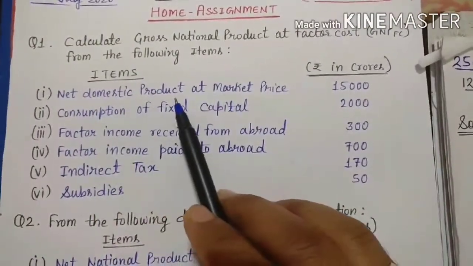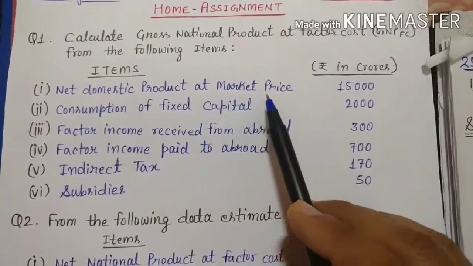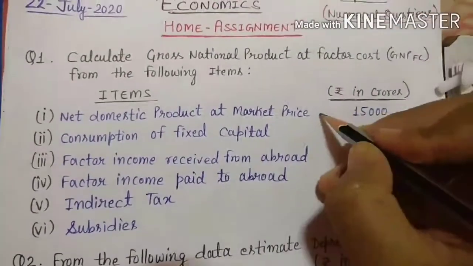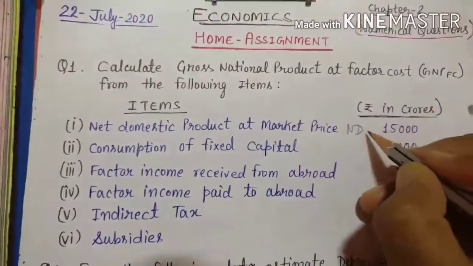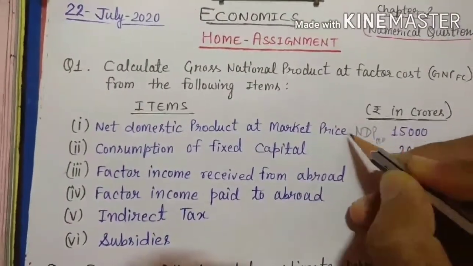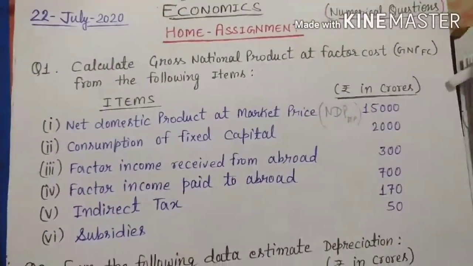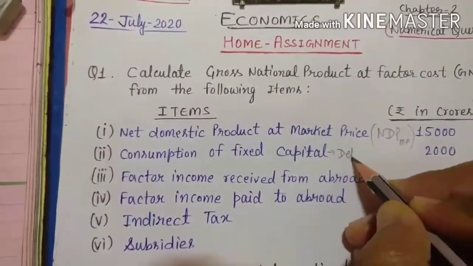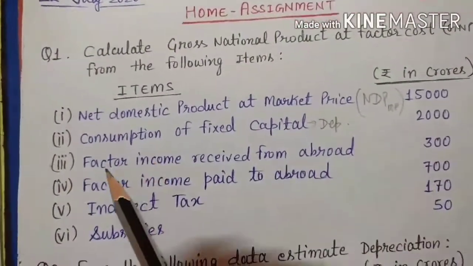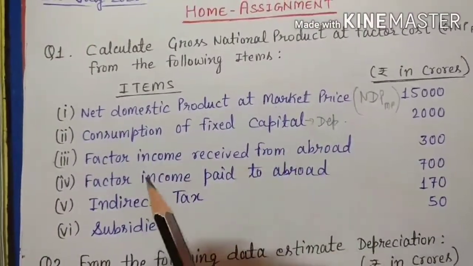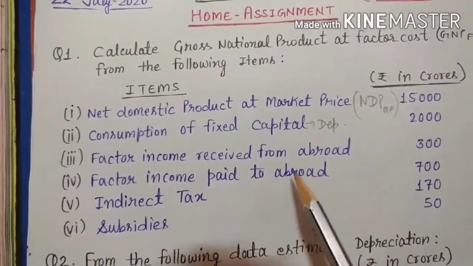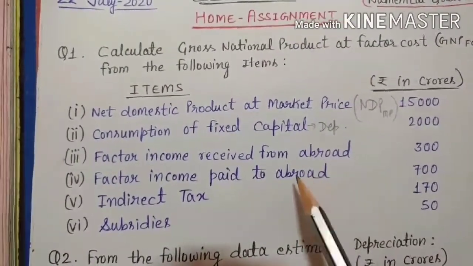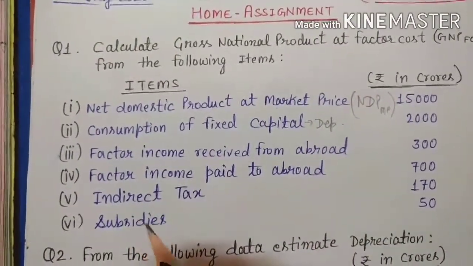Net domestic product at market price, NDP at market price, was given. And consumption of fixed capital means depreciation. Then comes factor income received from abroad and factor income paid to abroad. These are the two factors of NFIA which you have to find out by putting in the formula. Then indirect tax, and at last subsidies is given.